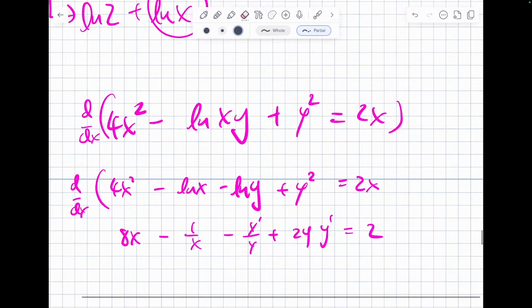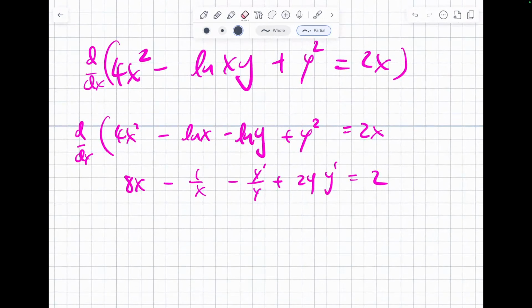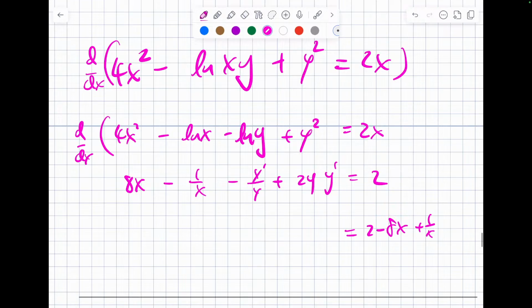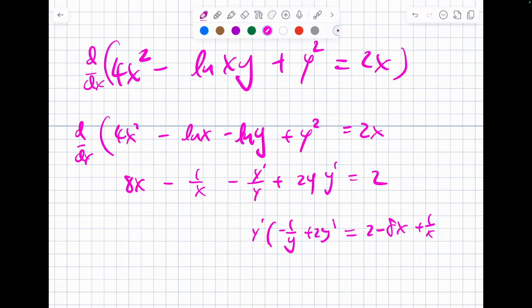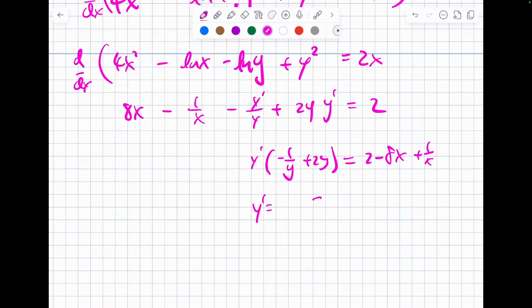Now what are we isolating? We're isolating y prime. So I'm going to move everything to the other side. So it's 2 minus 8x plus 1 over x. And this one, I'm going to factor out y prime. So it'll be negative 1 over y plus 2y. Any questions here? I'm going to take out y prime. So it'd be 2 minus 8x plus 1 over x, over negative 1 over y plus 2y. Now, I will say usually this is the answer, but I'm not satisfied with this answer.